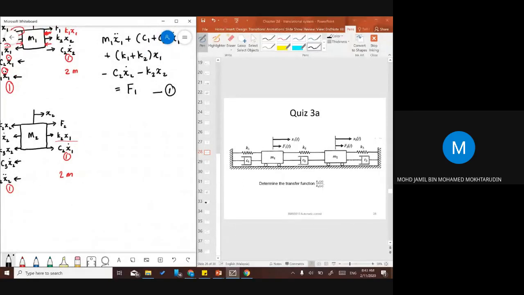For the second free body diagram, you have negative C2 X1 dot minus K2 X1 plus M2 X2 double dot plus (C1 plus C2) X2 dot plus (K1 plus K2) X2 equals F2.